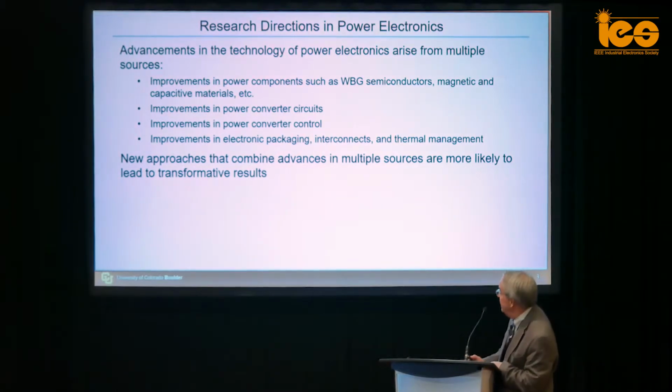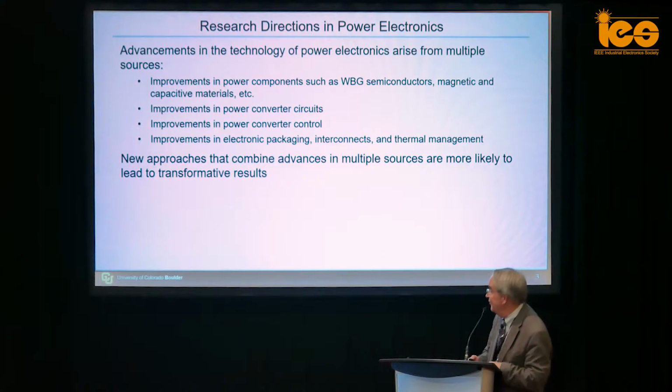So the things we have in power electronics that we're advancing, we have improvements in the components, and the big thing here has been wide bandgap semiconductors in the recent years. Advances in magnetics and capacitive elements are also important, but they don't advance very fast, while what really pushes the technology has been the semiconductors and continues to be. In parallel with that, we have improvements in converter circuits and topologies, we have improvements in control, and we have improvements in the mechanical side, the packaging and interconnects and thermal management.